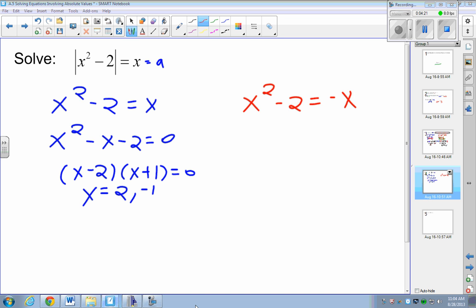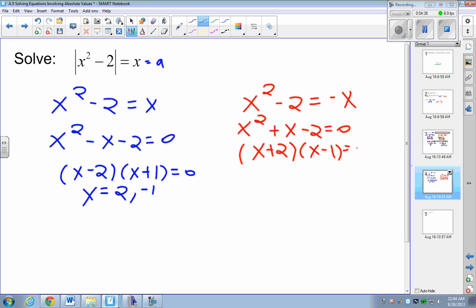Now we're looking at our red one. Let's set it equal to 0. So we get x squared plus x minus 2 is equal to 0. And when we factor that down, we'll get x plus 2 times x minus 1 is equal to 0. And so our answers will be x is equal to negative 2 and 1. Alright, but we're not done yet, right? We have to check for our extraneous solutions.